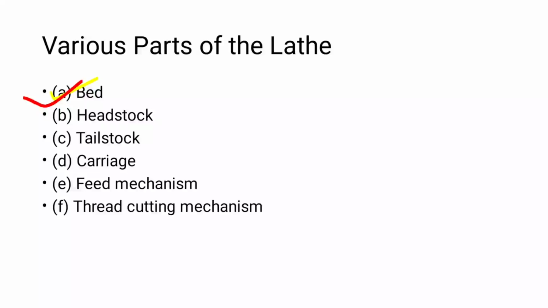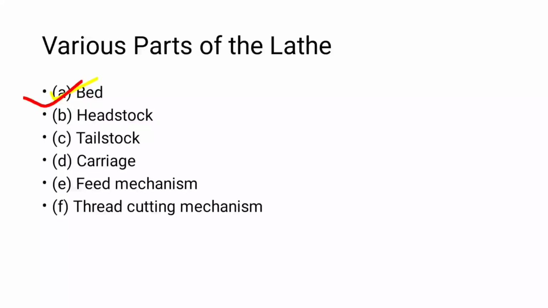Now again they are categorized on the size. How is the category done with respect to size? So height of center, length between the centers, the length of bed, then the swing diameter. This is how the lathe machine is categorized. Now we will come back to our topic, that is various parts of lathe machine. So first is our bed.